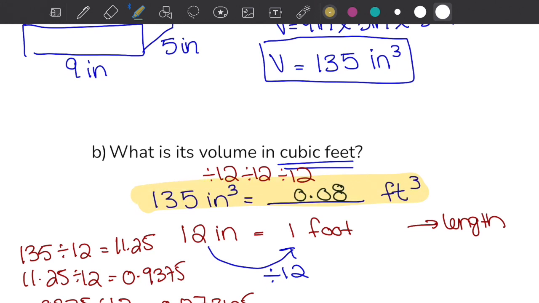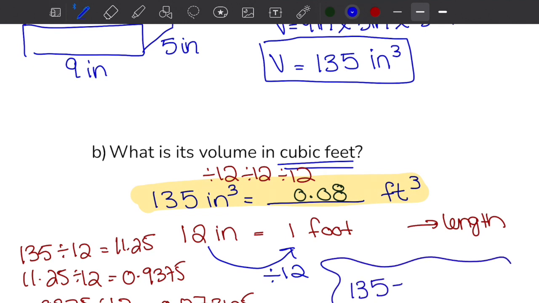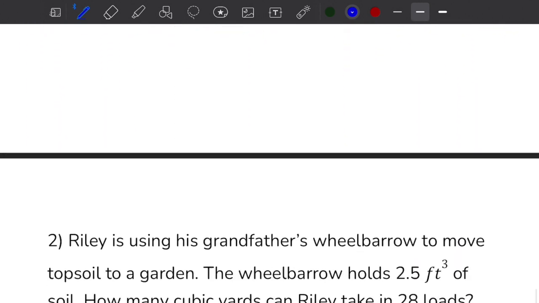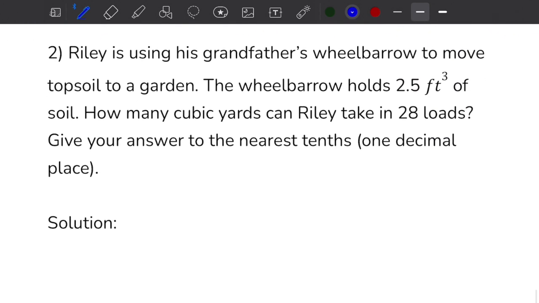Now I did show you a different method in the last video, and I will show you the other method here as well. You can go 135 divided by, in brackets, 12 times 12 times 12. This is just another option, and when you do that, you will end up with the same answer, which is 0.078 and so on. So that concludes our first word problem. Let's have a look at the second one.